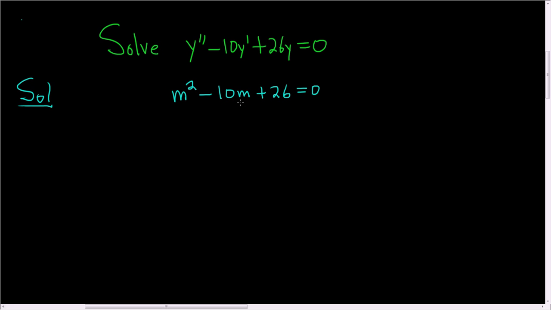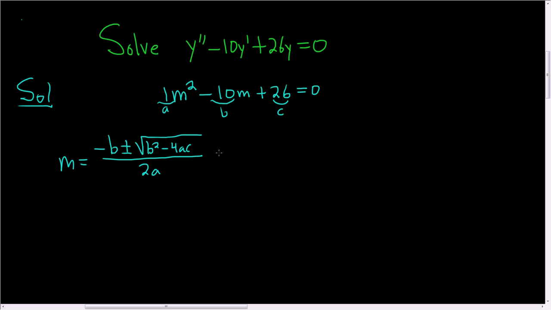So you can try to factor this. If it's too hard to factor, you can use the quadratic equation. So in this case, we'll do that. So this will be our a. So a is 1, b is negative 10, and c is 26. So m is equal to negative b plus or minus the square root of b squared minus 4ac, all divided by 2a. And then just be careful.